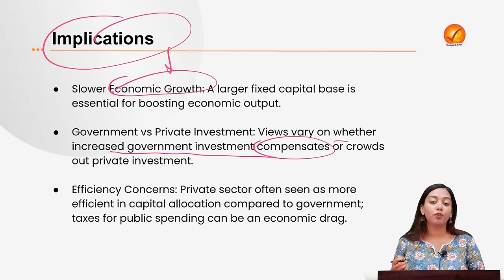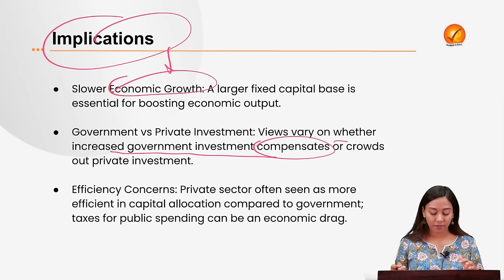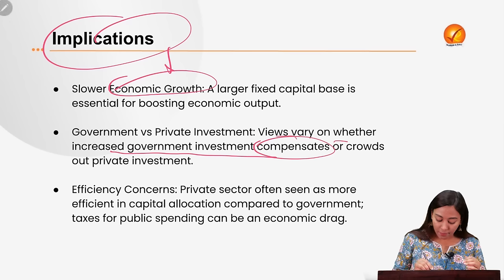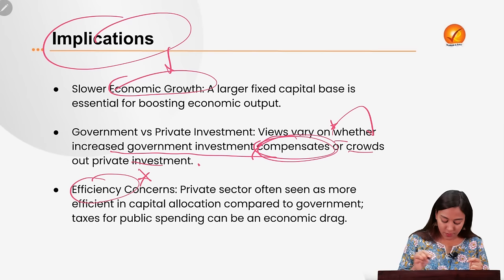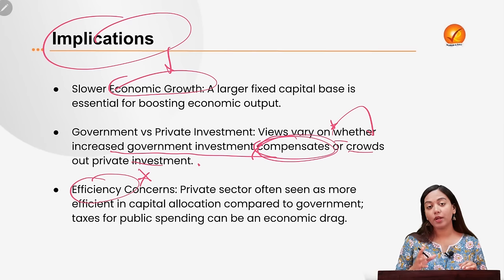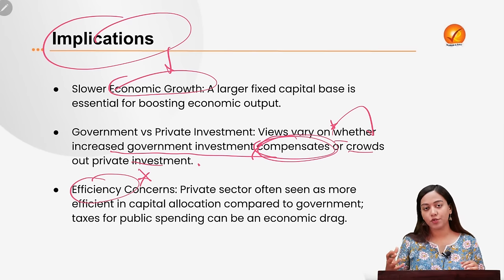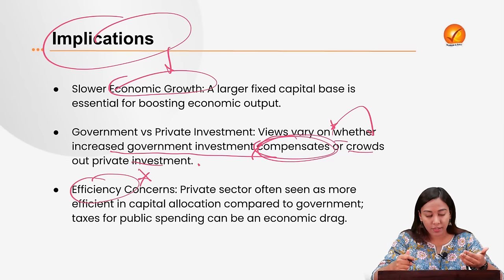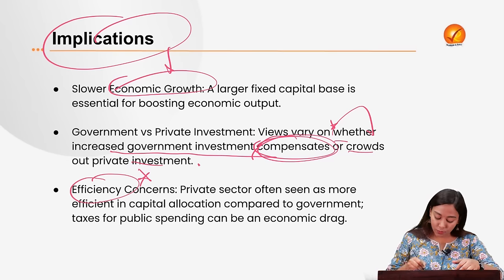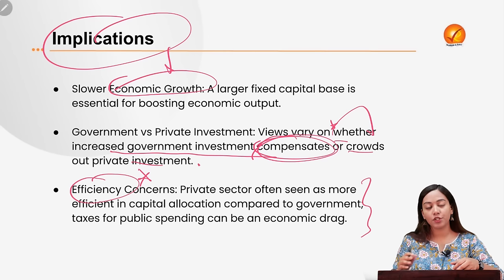Let's say from providing us certain social sector benefits, certain schemes for agriculture, for real estate, etc. So therefore, the compensation would be a problem, might also cause crowding out effect. Then there are efficiency concerns as well. Private sector is often seen as more efficient as compared to government. So we know that government expenditure is going up. It doesn't translate to that much profitability or efficiency because government working has got a lot of loopholes as well, which needs to be balanced.